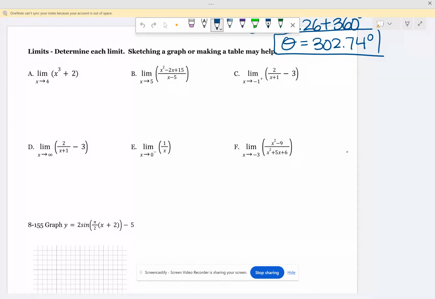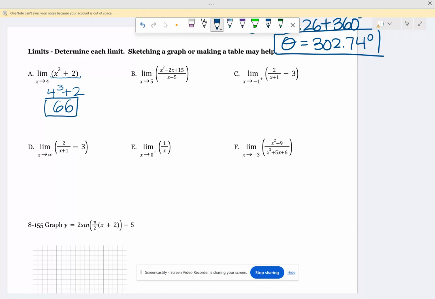So the limit of this function, x cubed plus 2, as x approaches 4. In this case, we're just going to go ahead and input the value of 4. So 4 cubed plus 2, and the total there is 66.